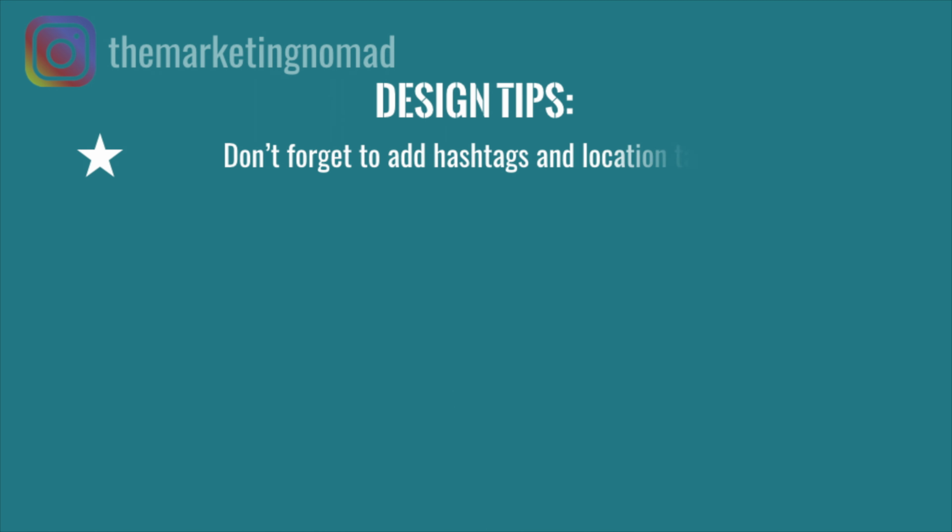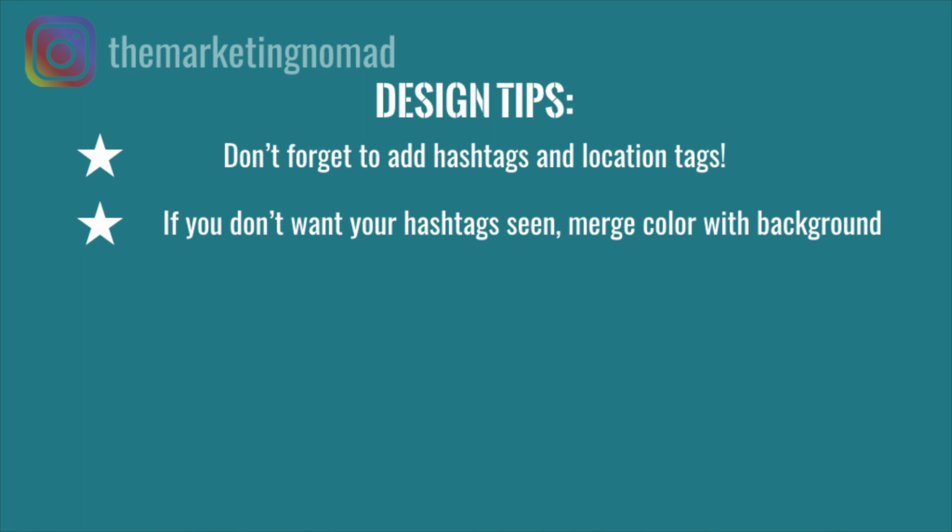Now, my next design tip is because you are using this for your IG stories, don't forget to add your hashtags and location tags. When you are designing on Canva, you might as well add some space for your hashtags. Which brings me to my next point. If you don't want your hashtags to be seen, all you have to do is change the color of your hashtags to match the background, make them small, and make them fit into that background.